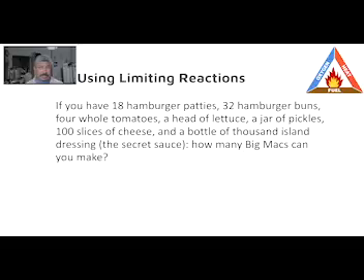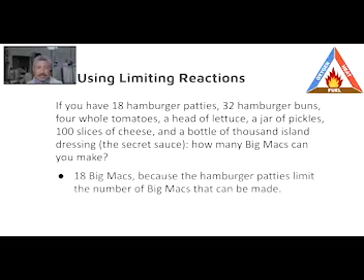Now pay attention, I did make some changes. Remember the Big Mac example for limiting reactions or ingredients. If I have 18 hamburger patties, 32 hamburger buns, 4 whole tomatoes, a head of lettuce, a jar of pickles that contains 4 whole pickles, 100 slices of cheese, and a bottle of $1,000 dressing, how many Big Macs can you make? I'll give you a moment to look through your notes and put on your thinking cap.